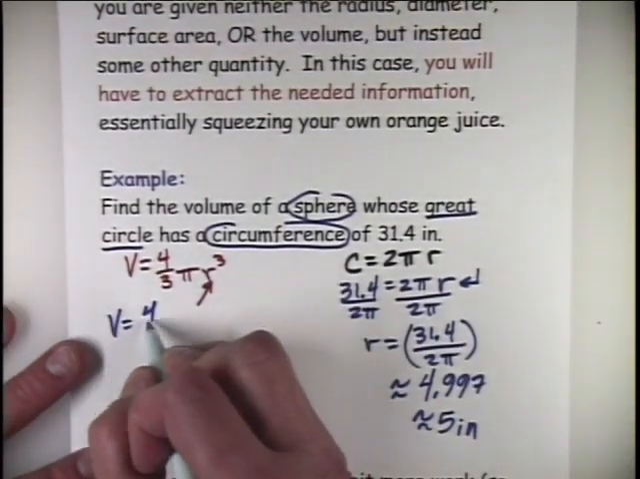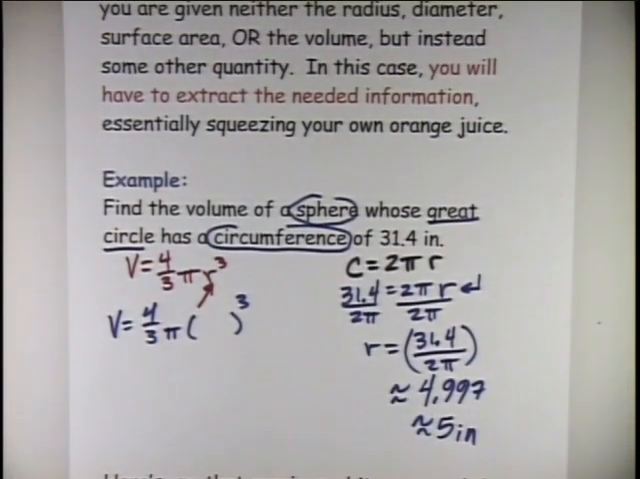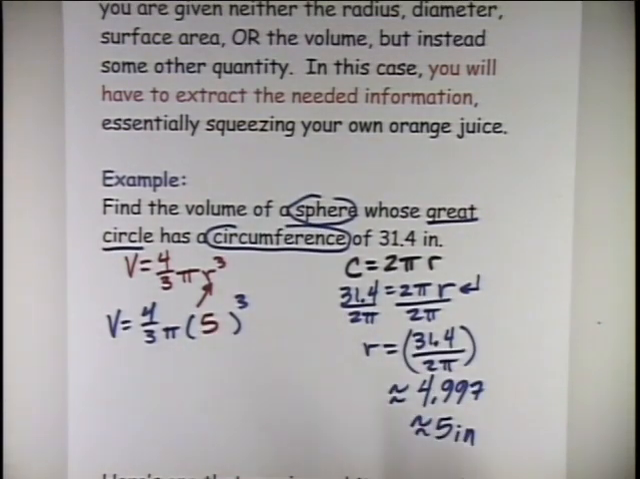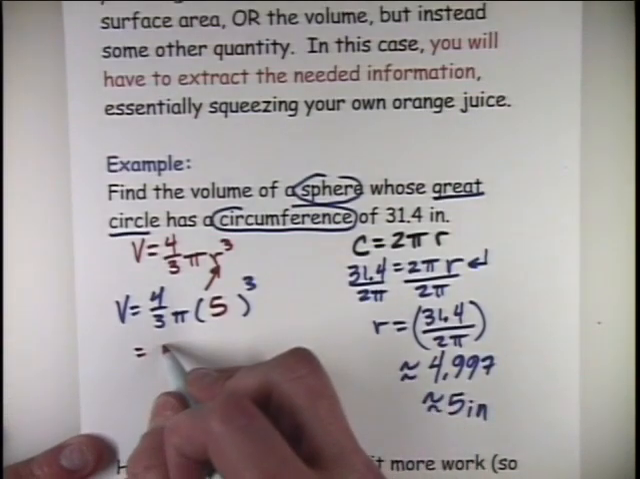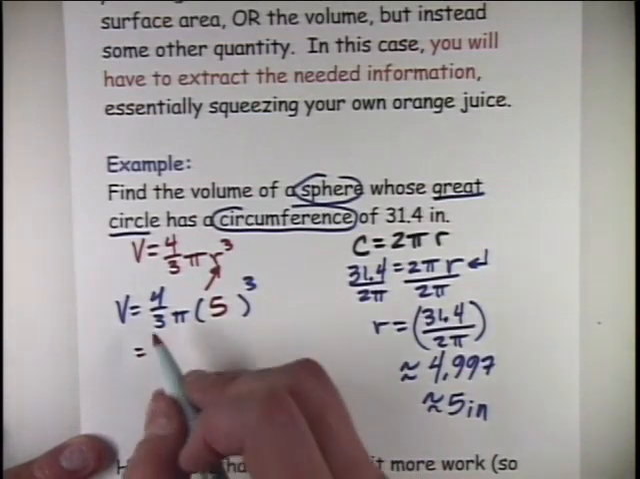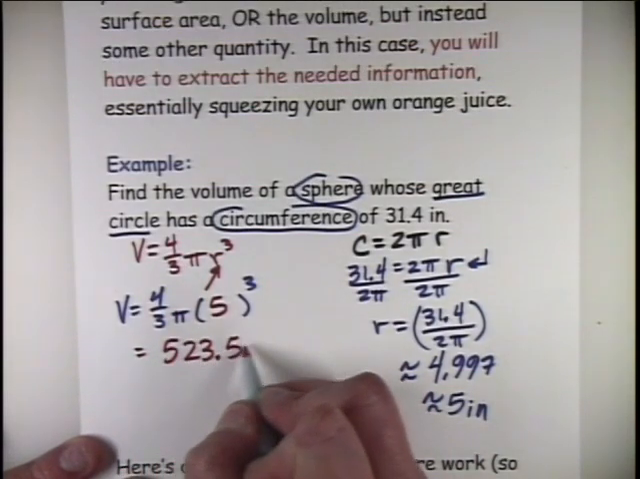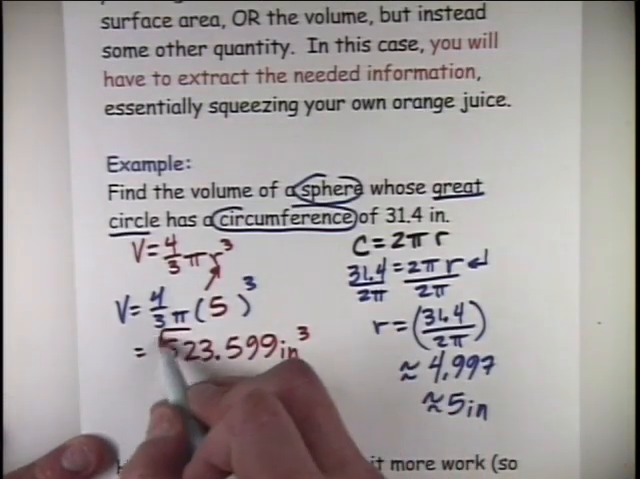We have the volume is now 4/3 times pi times radius cubed. And again, notice I left a little parentheses. I will now plug in my 5 that I found, and now we're ready to just chug along. So the calculator, again, will help you with this. You can simplify first if you want, but you can plug it in just like this on your calculator, and you get 523.599 inches cubed.